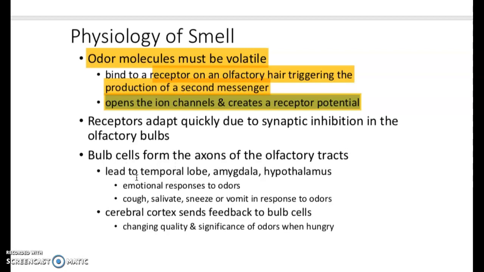The olfactory tract leads into the temporal lobe, into parts of the amygdala, and then into the hypothalamus. If you remember, the amygdala is really important with your emotional response, so smells are linked with our memories and you can often smell something and have a pretty strong emotional reaction. And then the cerebral cortex can send feedback. So when you're hungry, for example, walking by a bakery might smell extra good, and that's because of this integration here with the cerebral cortex.